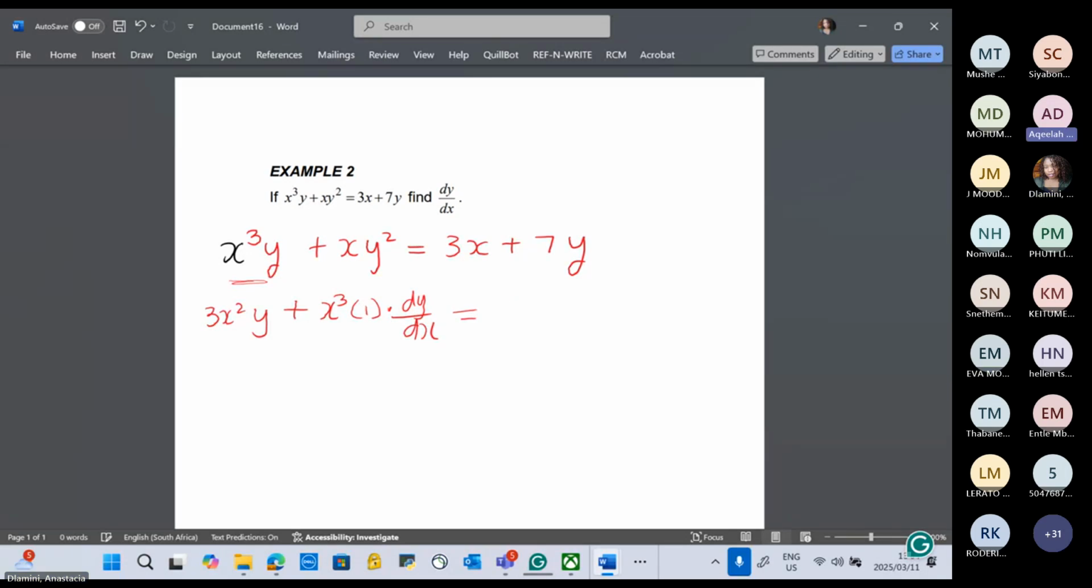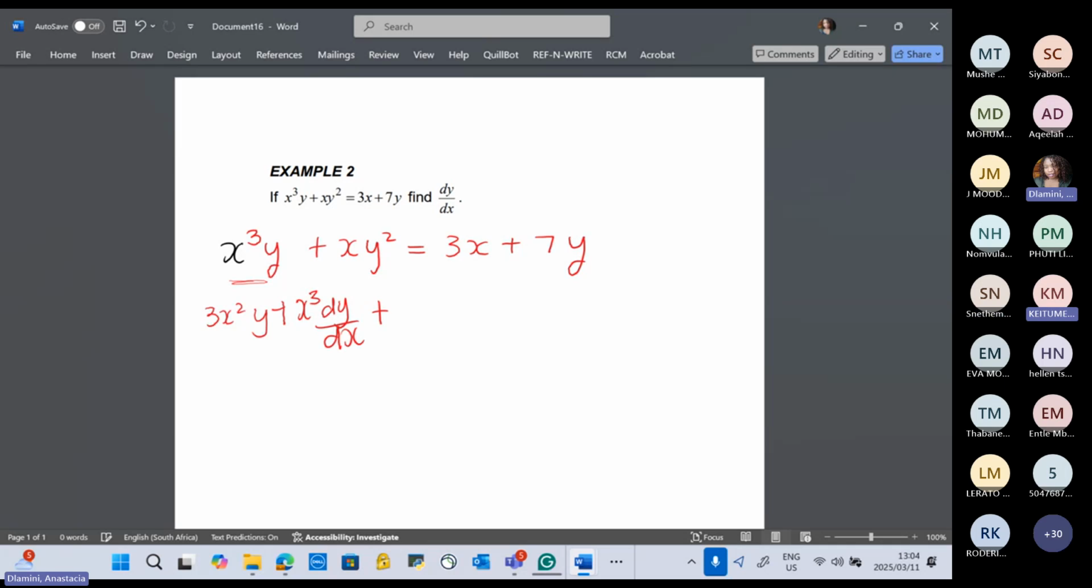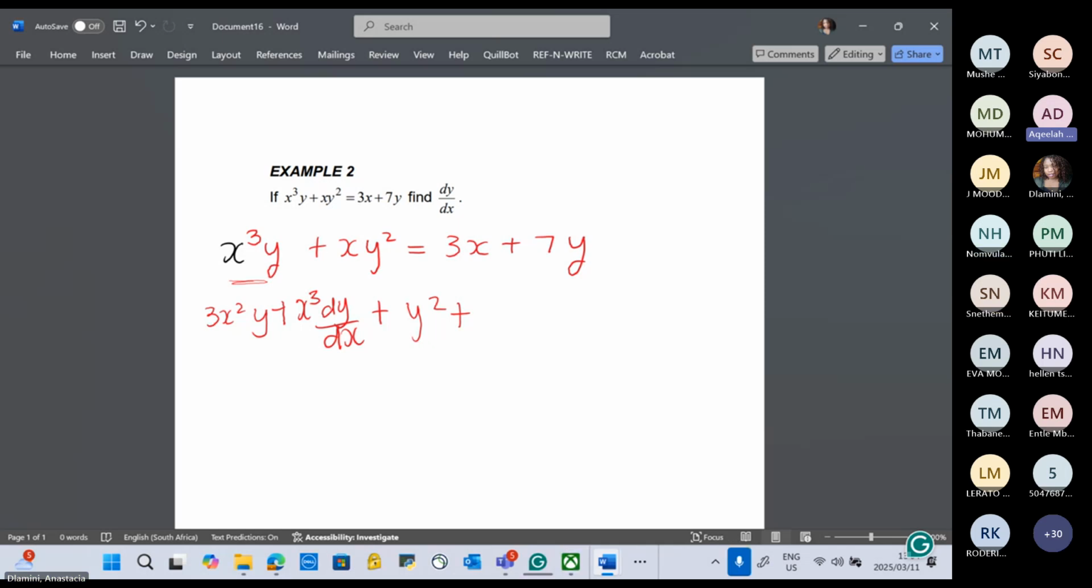You still have to do the second product. This is included. You see, I told you that my brain right now is going to do what it wants. If you don't give me the right answer, my brain will decide for you. And it has decided. Plus x to the power of 3 dy over dx plus y squared plus 2xy dy over dx.